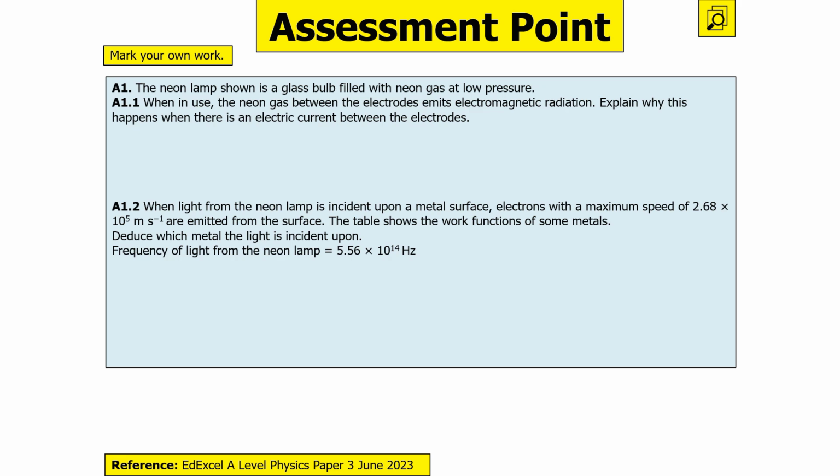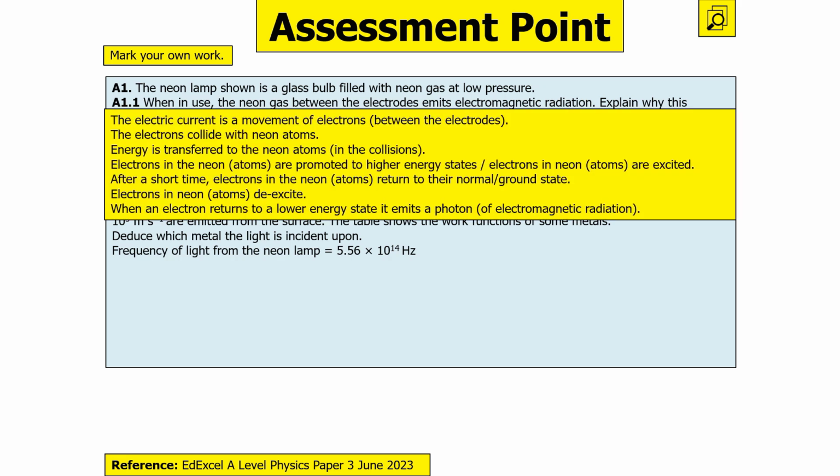Right, so what is going on to take place? Well, the electrical current is a movement of electrons between the electrodes. The electrons will then collide with the neon atoms, and then energy is transferred to the neon atoms and the internal electrons in that neon atom in the collisions. So they're then promoted to higher energy level states, or they become excited, we would say.